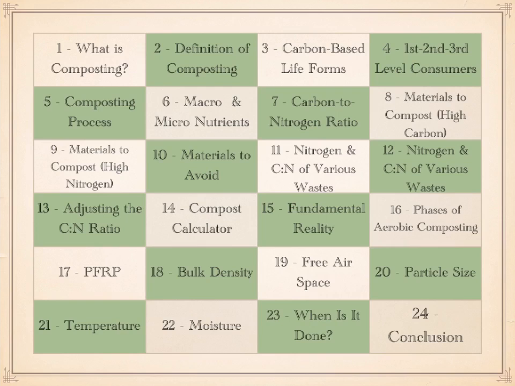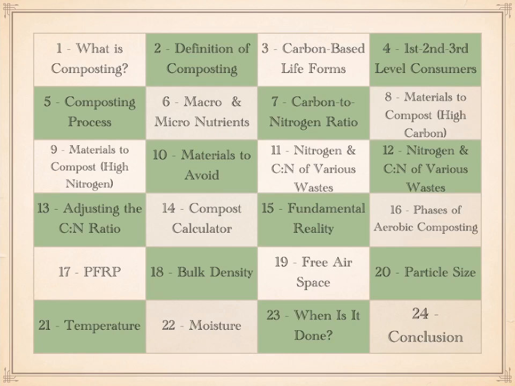Composting 101 is a longer version than its companion, An Introduction to Composting. It begins with a definition of composting, proceeds to a discussion of carbon-based life forms, then to the three levels of consumers. The composting process goes on to the macro and micronutrients, the CN ratio, the high carbon materials, the high nitrogen materials, and materials to avoid. The CN ratio of various wastes is discussed and how to adjust it. A compost calculator is referenced along with a fundamental reality.